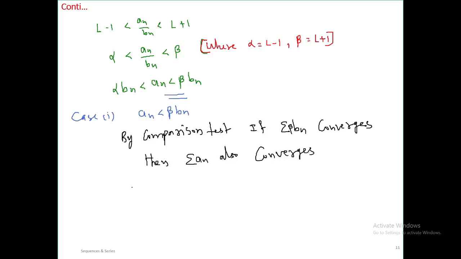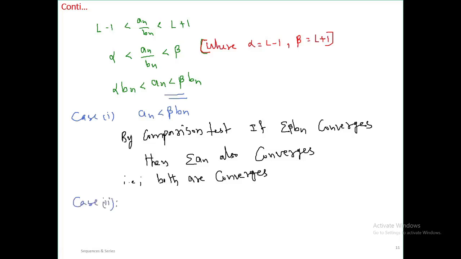Okay. So that is both converge indirectly. Both series an and series bn converge. Okay. Next, case 2, the diverges case. Both are diverging, I need to prove.